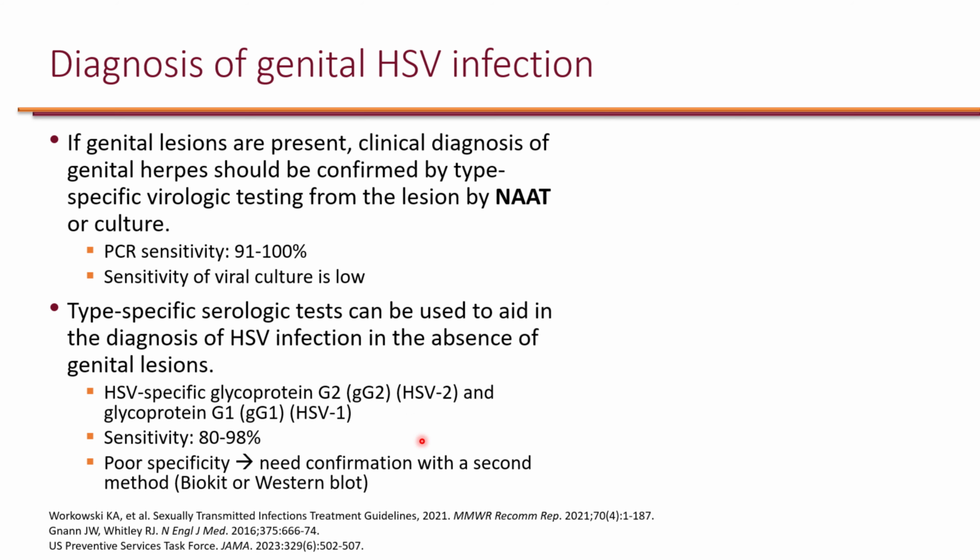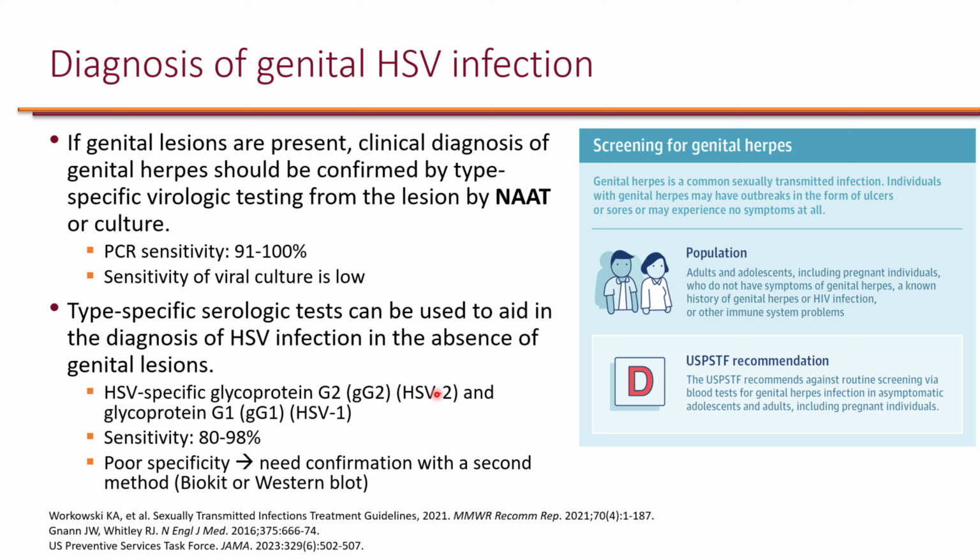Now, when it comes to screening, this is the USPSTF recommendation. They recommend against routine screening by blood test, so essentially the serology test, for genital herpes infection in asymptomatic people, including pregnant individuals. It's only when people have symptoms that you do the NAT and diagnose them with genital herpes. Now, when people do have genital herpes, those ulcers actually increase the risk of HIV transmission. So for that reason, all persons with genital herpes should be tested for HIV.